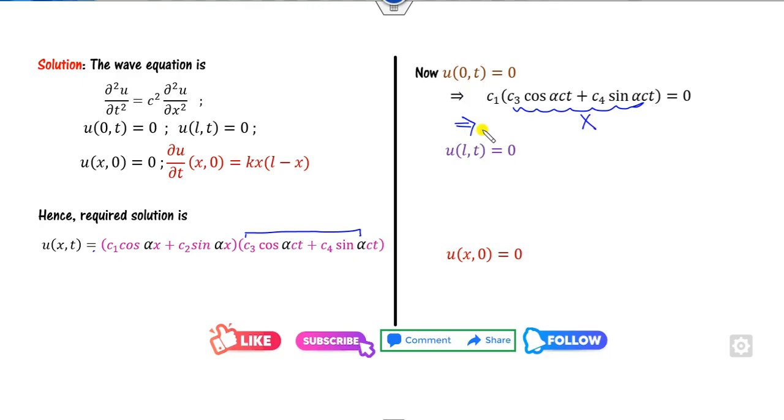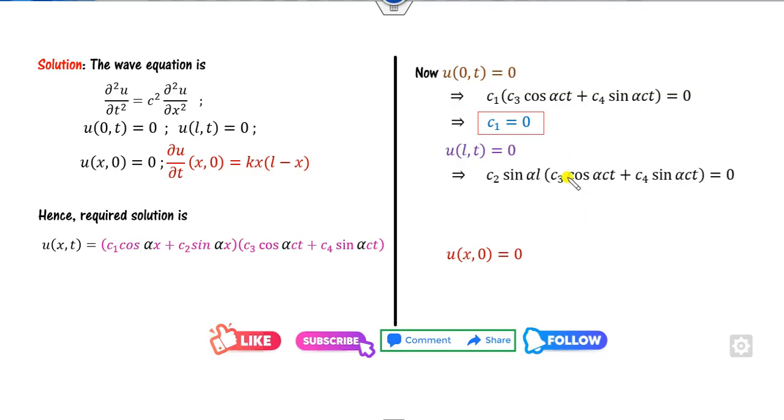So what does it mean? C1 will be 0. Fine. Similarly, you can apply this case at x is equal to L. Since C1 is 0, it will be cancelled out. C2 sin alpha L into this value. Clearly, this number can never be 0.